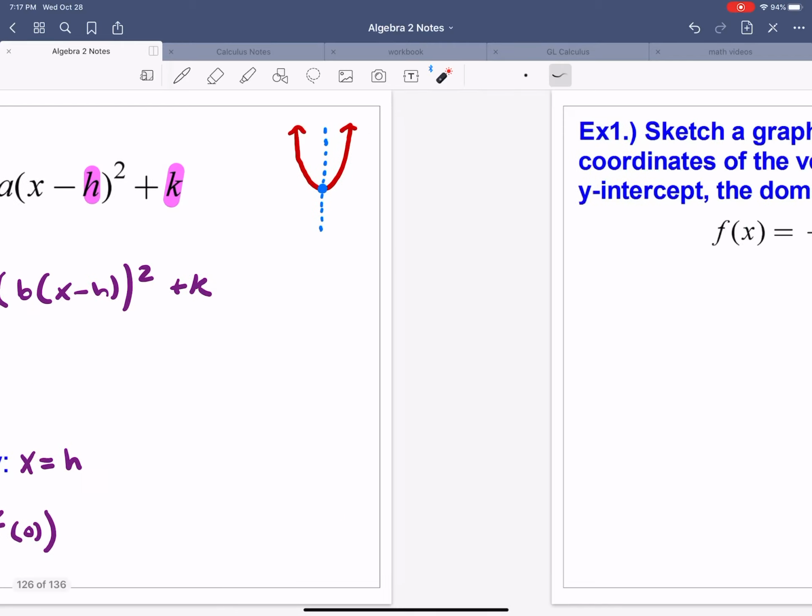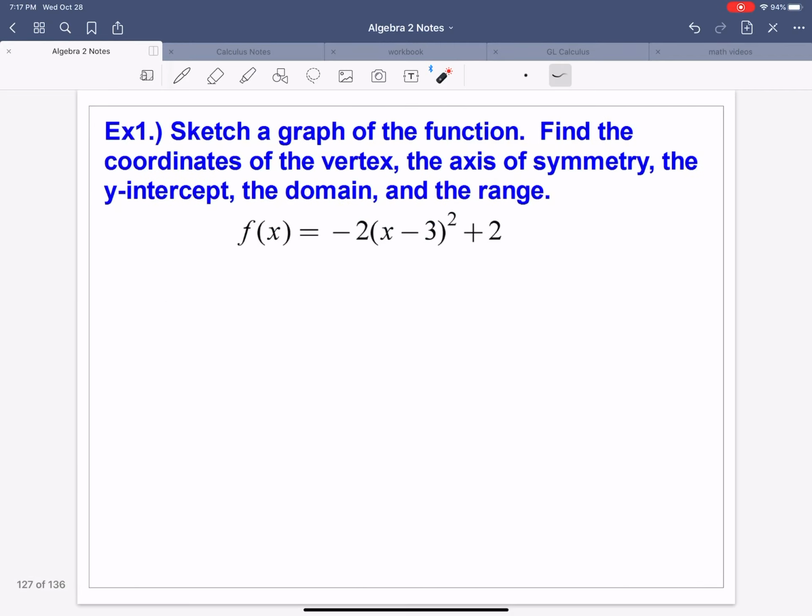Okay, so let's actually try this in the context of a problem. So here's example 1. It says, sketch a graph of the function, find the coordinates of the vertex, the axis of symmetry, the y-intercept, the domain, and the range. And here's our function.